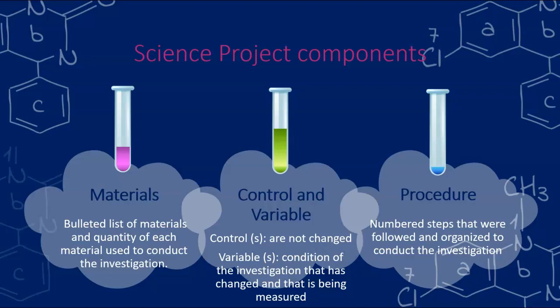After that, you would have your procedure. Now, your procedure is a numbered list of the steps that you followed for the project. Now, this becomes very important. This should be written in a cookbook type style, where more often than not, the first word in the sentence is a verb. This will allow your project to be recreated in the exact same manner that you tested it in, and potentially to check your results to see if somebody else could achieve the same results.